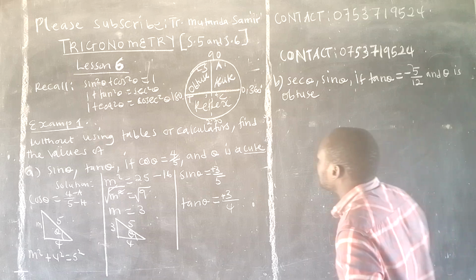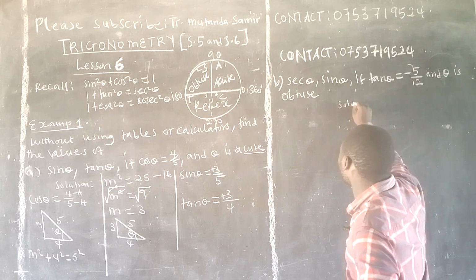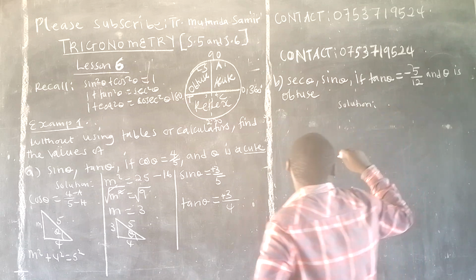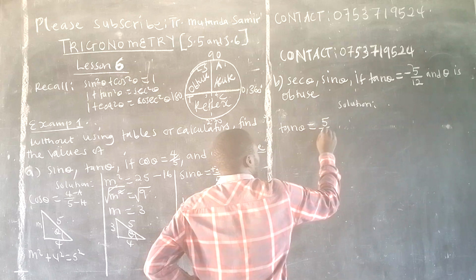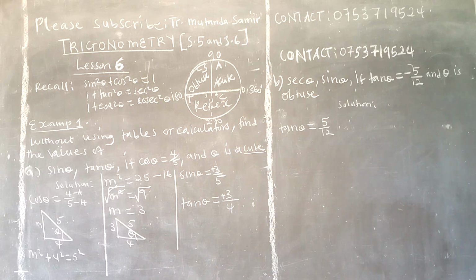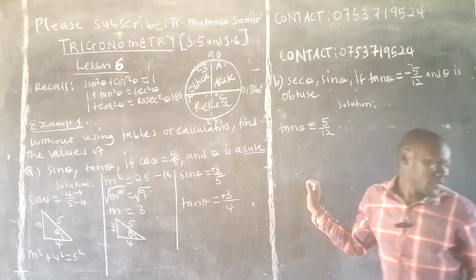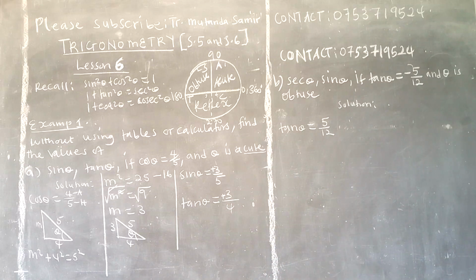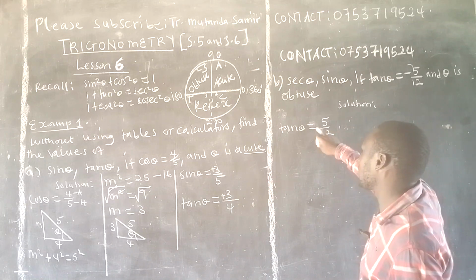And theta is obtuse, meaning our answers will come from this area here. Theta is obtuse, so shall say solution. Now what I will do, I will say tan theta is equal to 5 over 12. So you realize that this negative only helps you to know which quadrant. Like when you see in the obtuse area, which is the second quadrant, tan is negative in that area there. So that negative only shows you the quadrant. You don't need to put it forward.